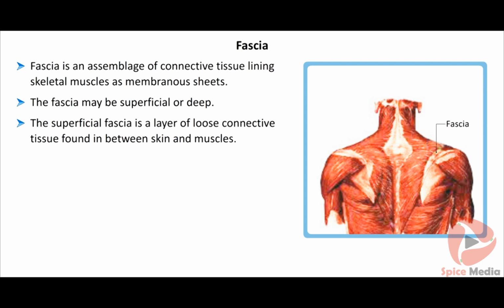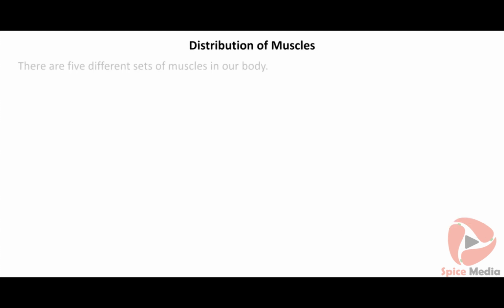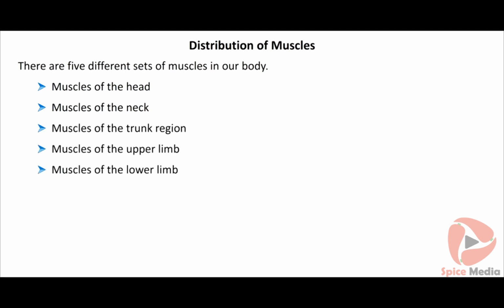Fascia is an assemblage of connective tissue lining skeletal muscles as membranous sheets. The fascia may be superficial or deep. The superficial fascia is a layer of loose connective tissue found in between skin and muscles. The deep fascia is collagen fibers found as a tough, inelastic sheath around the musculature. They run between groups of muscles and connect with the bones.